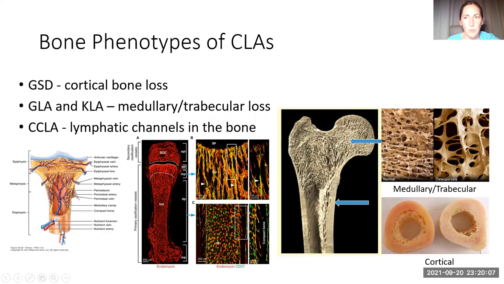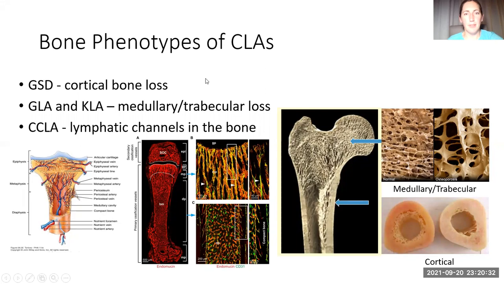You can see the cartoon picture of the arteries and veins that supply the nutrients and oxygen to the bone, and the cross-sectional areas just to show you how dense the vessel supply really is in the bone. This is a mouse bone, a longitudinal section, staining for the blood vessels, zooming in on the growth plate and zooming in on the medullary cavity.